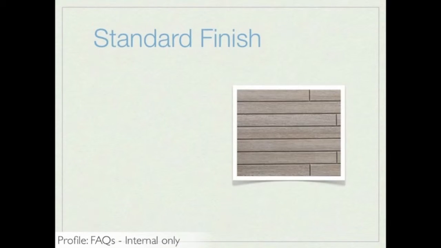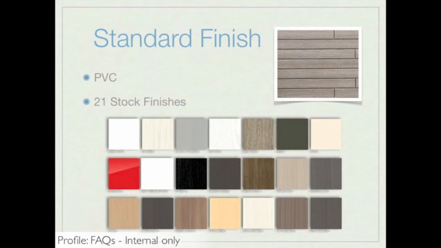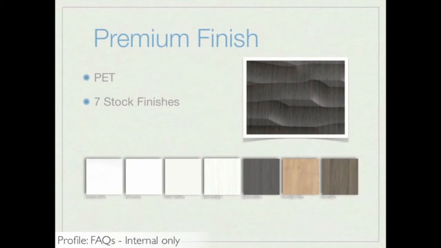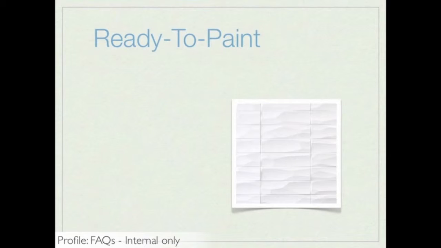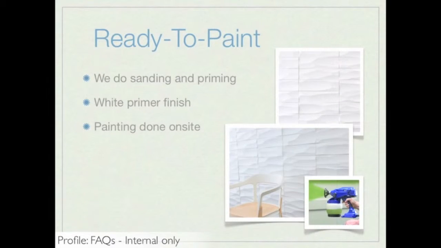Standard finishes are made out of PVC. There are 21 stock finishes available. Premium finishes are made out of PET, and there are 7 stock finishes available. Ready to paint means that after carving out the pattern, we do the sanding and priming. The panel then arrives on site with a white primer finish, and the painting is done on site.